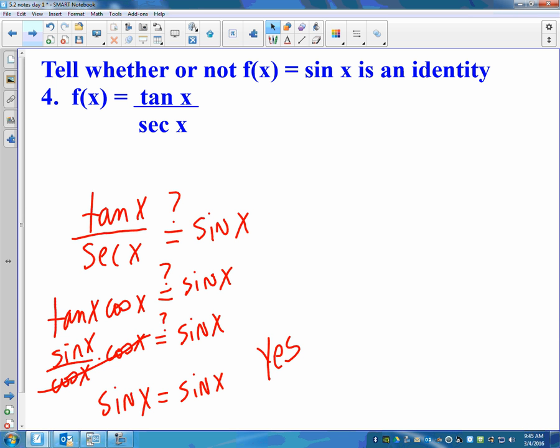Obviously, you have to have some evidence to support your yes or no answer on this. So those are the first couple on your homework. Questions?